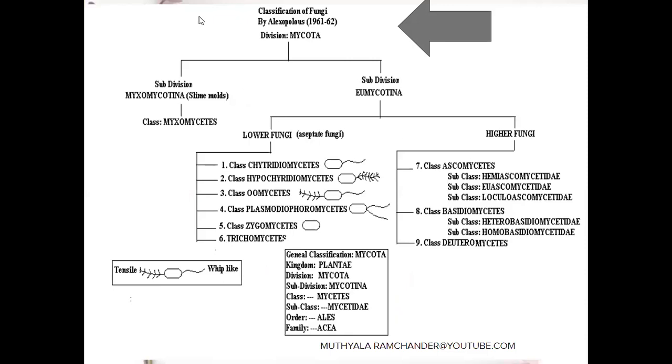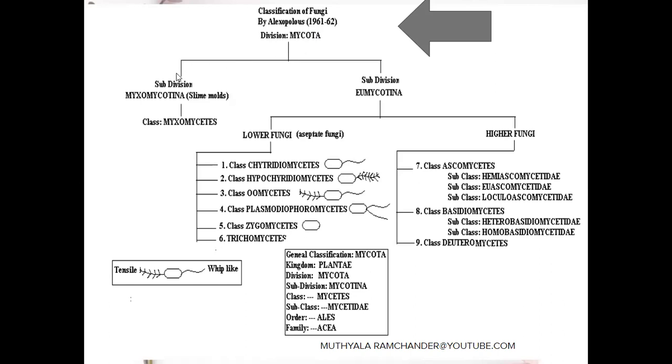Now we discuss the classification of fungi. Many mycologists explain the classification of fungi. From that, one of the best classifications was explained by Alexopoulos in 1961 to 1962. According to Alexopoulos, all fungi are placed in the division Mycota. Mycota is nothing but fungi. All fungi are placed in the division Mycota.